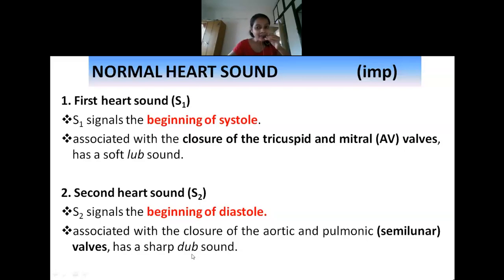Now if your examiner asks you what a normal heart sound is, don't say lub and dub, you should say S1 and S2. S1 is a normal heart sound, S2 also is a normal heart sound. S1 is the beginning of systole, S2 is the beginning of diastole. S1 is because of closure of the AV valves and S2 is because of the closure of the semilunar valves. S1 is referred to as lub, S2 as dub.